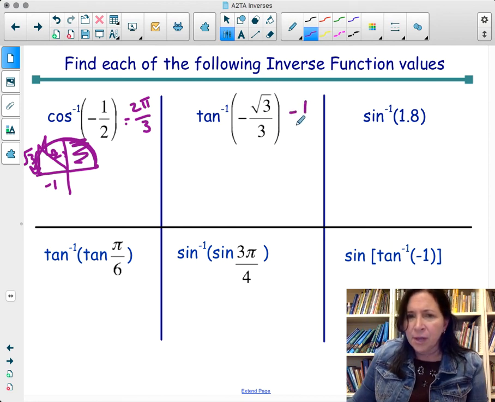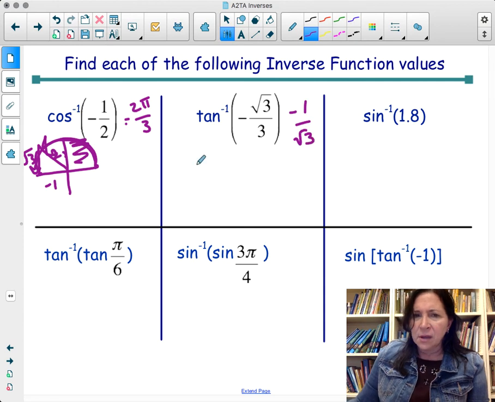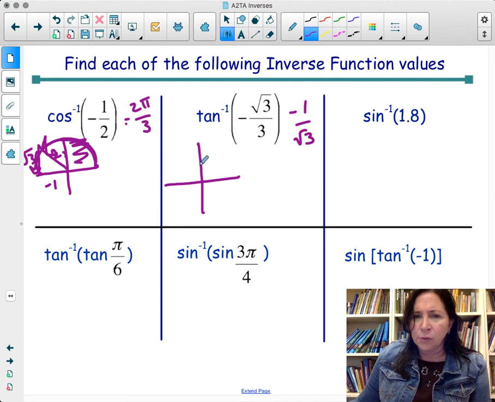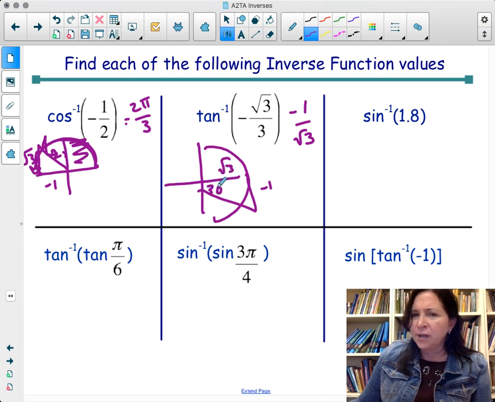And remember, this came from this. All right? And so where is tangent negative 1 over root 3? Tangent is first and fourth quadrant. So we've got opposite over adjacent. Okay, so where are we at? We're at a 30-degree reference going down. So it's going to be negative pi over 6.